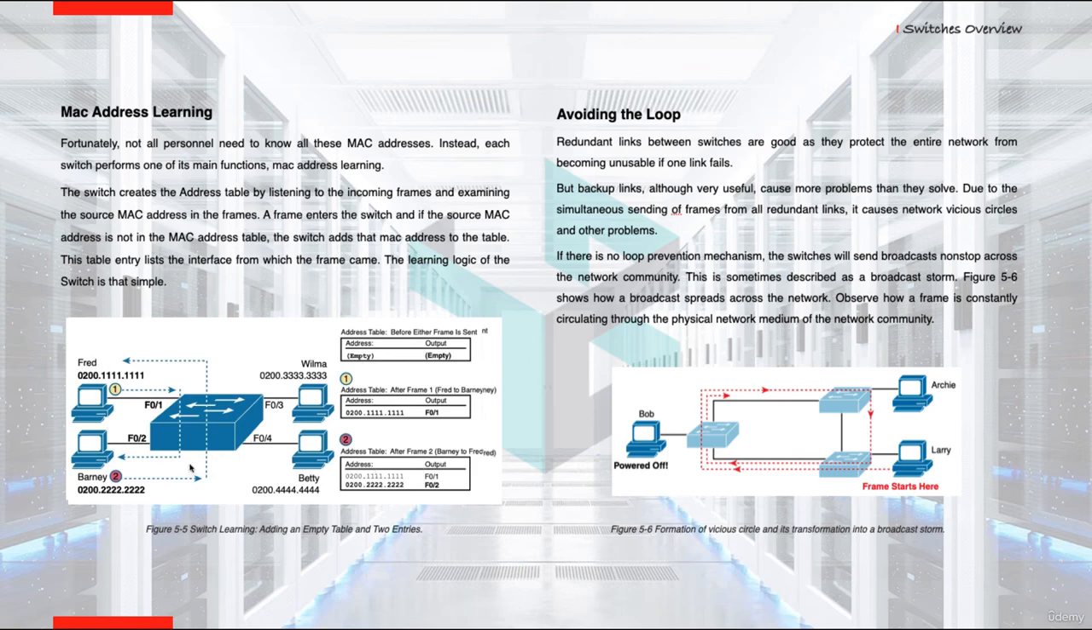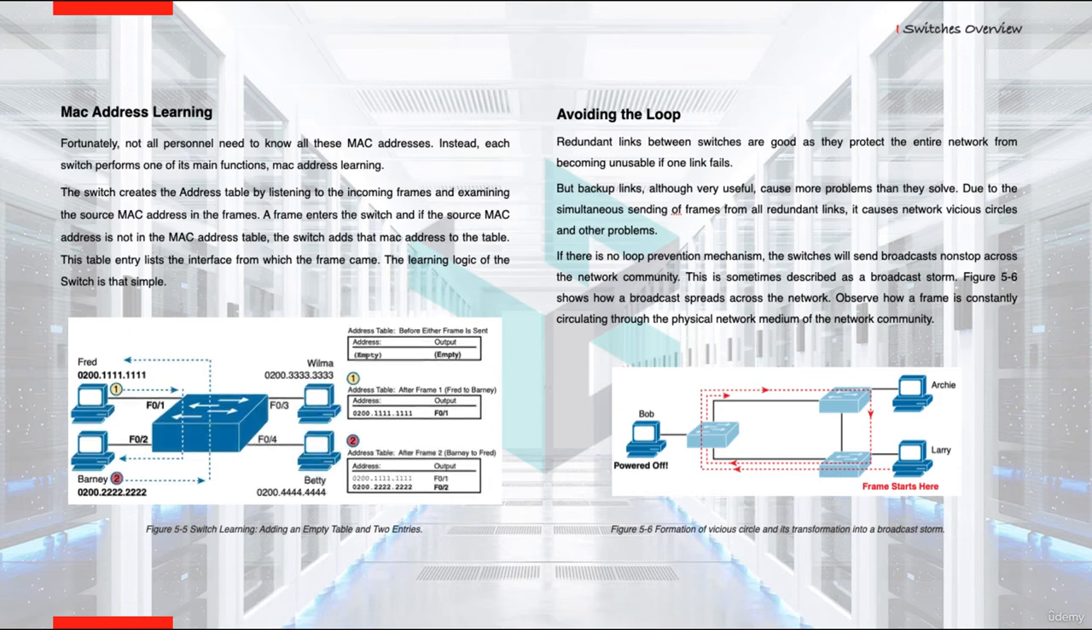Let's look at the second frame. Fred sent his packet to Barney, and now Barney will reply to this packet. When Barney sends a frame, the switch adds his MAC address to the MAC address table. So the switch learns the MAC addresses of both users, after which it will forward the future traffic between these two users through these ports.